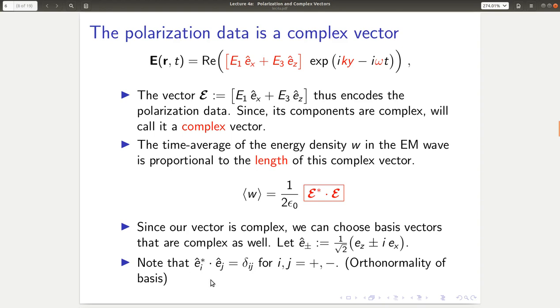E_i star dot E_j is equal to delta_ij for i, j equal to plus and minus. So this is the orthonormality of the basis. Because we are in complex numbers, you can see that we need to use complex conjugation. And also we can see that if we stick to reals, the complex conjugate of a real number is itself. So this reduces to the usual case if we had real vectors. So it's a nice simple-minded generalization of something we already know.